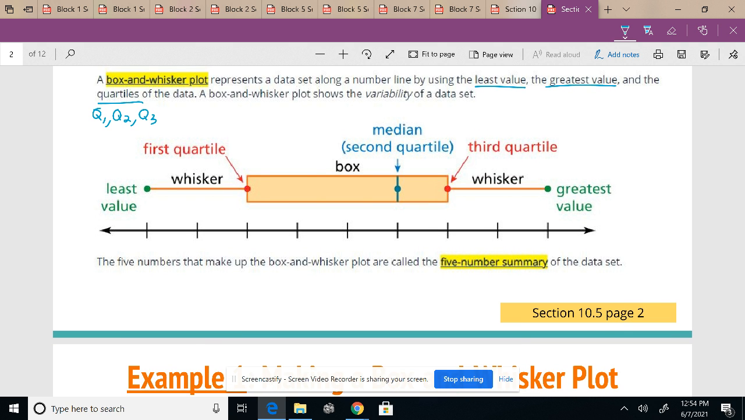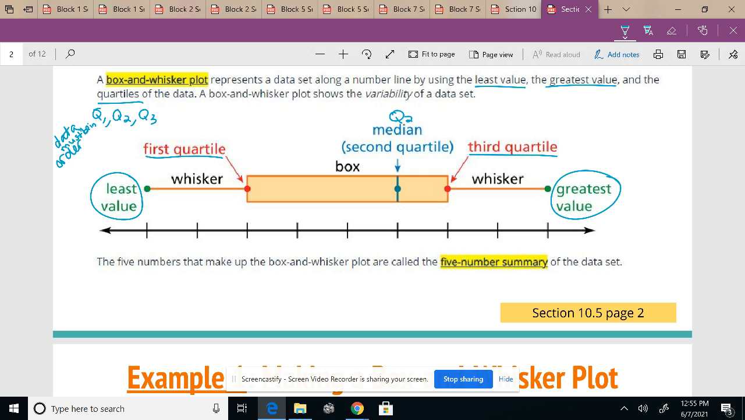So here, I'm going to show you, here is your least value. As long as your data is in order, data must be in order. That's what I want to write. Okay, so you have your least value, you have your greatest value, and then these three are your quartiles. Here's quartile 2, which is the median. Here's your first quartile, and here's your third quartile.